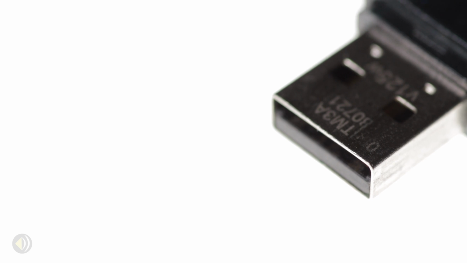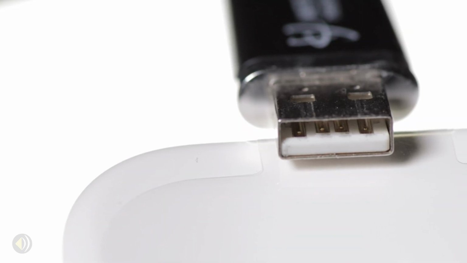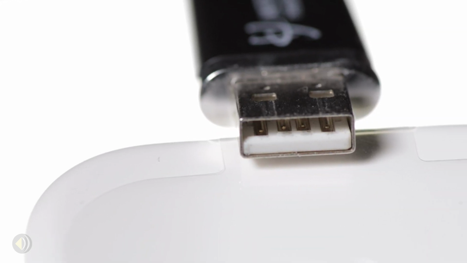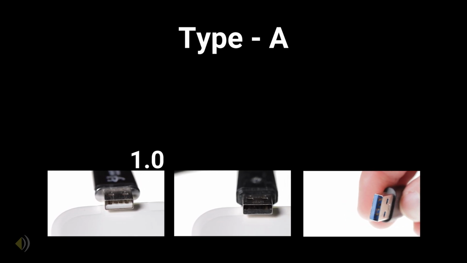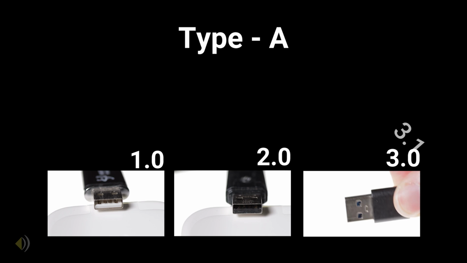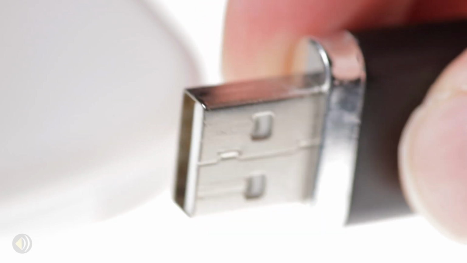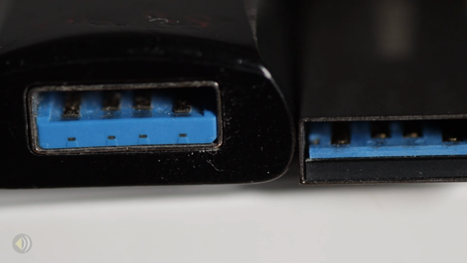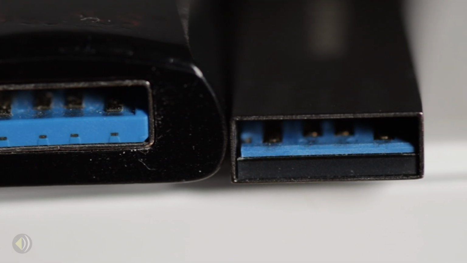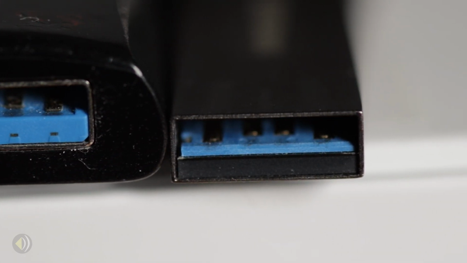Type A came out in 1996 with USB 1 as the first generation standard. Type A has undergone several standard revisions over the years, bringing us USB 2.0, USB 3, 3.1, and 3.2. All of these revisions have been made while maintaining backward compatibility with older generations. This means that a Type A USB 3.1 connector can be plugged into a USB 2 port. The devices will only function at the oldest standard.